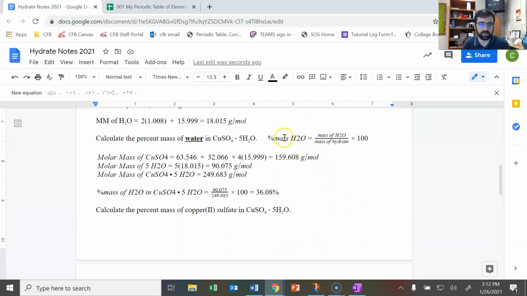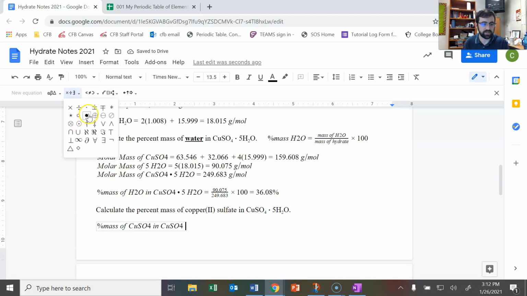So I want to find the percent mass, this time not of water, but the percent mass of copper 2 sulfate. Okay, so what I need is the mass of the copper 2 sulfate, which is right here, 159 point, and let's actually write that out: percent mass of CuSO4 in CuSO4, raised dot is right here, pentahydrate.